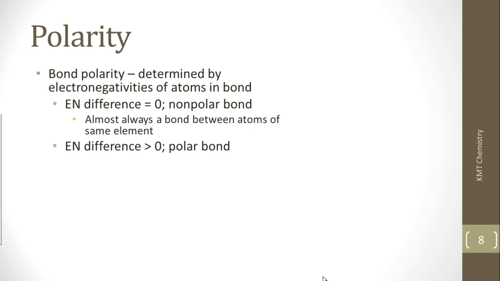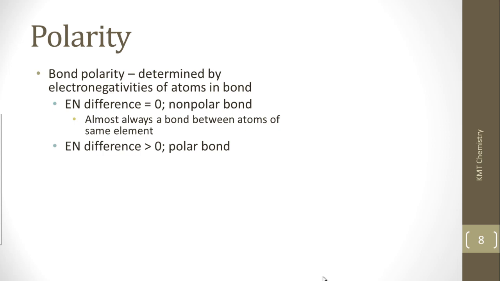There are 2 types of bonds, polar bonds and nonpolar bonds, and electronegativity tells the difference. If the difference in electronegativity between your 2 atoms is 0, this is a nonpolar bond. This means that the electrons are equally shared between the 2 atoms and spend an equal amount of time between one and the other. For any other difference greater than 0, any difference at all, the bond is considered polar.